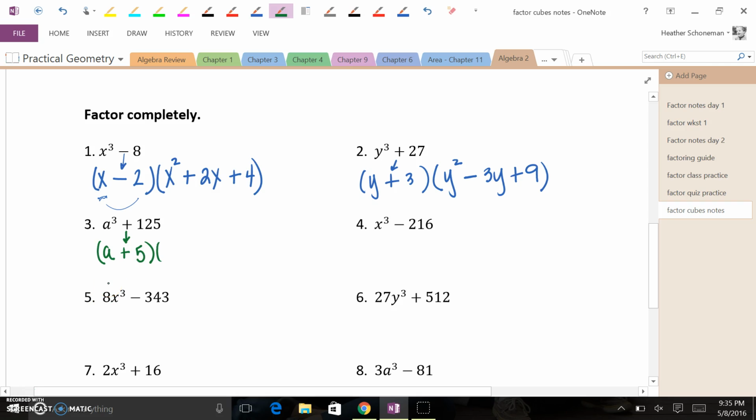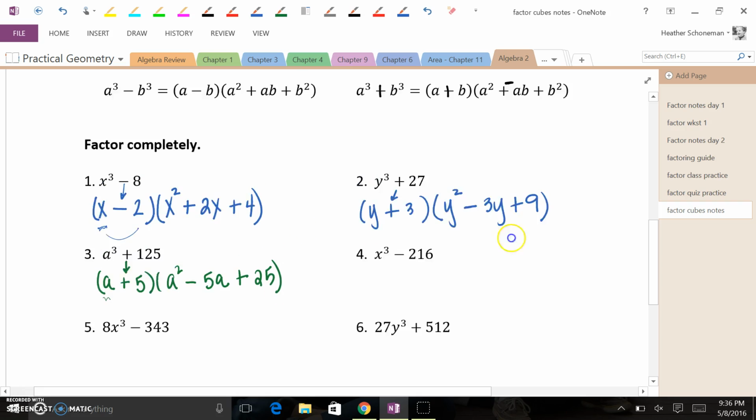Now we're going to deal with squares. Take the first term, that's a, and square it, which gives you a squared. Change the sign. It's minus. Multiply the two things together. That gives you 5a. And the last sign is always plus. Square the last number, and you get 25.